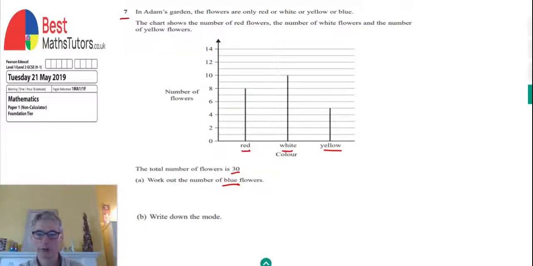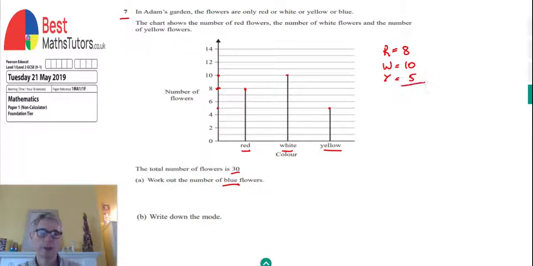So what we would have to do is look at each one of these in turn and work out how many there are. The number of red flowers is given by the height of this line, and if we read across we can see that that's 8. So that's 8, the number of red flowers. Number of white flowers we've got is 10. So read across there, we can see we're at 10. So that's white. And if we read across to the number of yellow, we can see that we're at 5. So we've got yellow, 5 flowers.